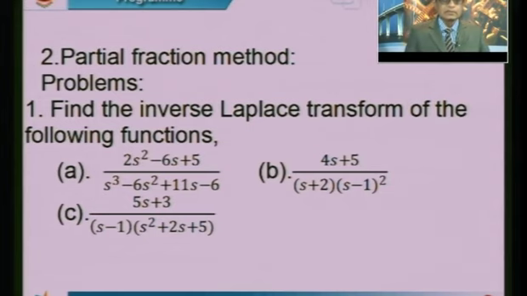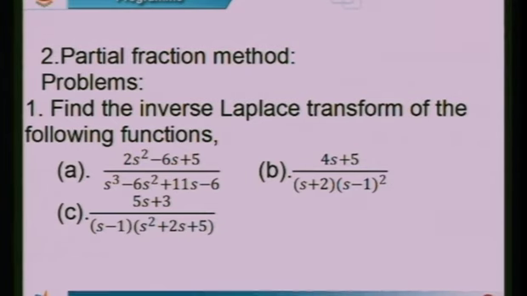And we did two examples. In the first example we can write the denominator as a product of linear factors, and in the second example the denominator is a product of linear and repeated linear factors. Now we will do the third example where the denominator is a product of linear and quadratic factors.